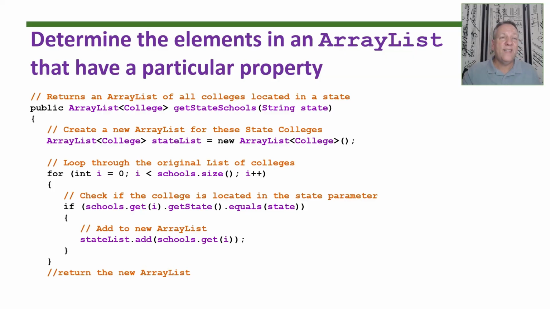So I'm going to do a stateList.add, and then in the parameters, schools.get(i). So I'm going to take my current college and add it to my state list. After my loop is done, we'll return the state list. How'd you do? Okay, let's test these out.